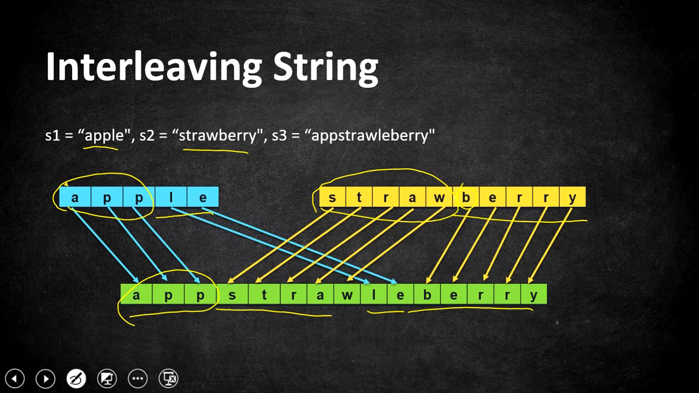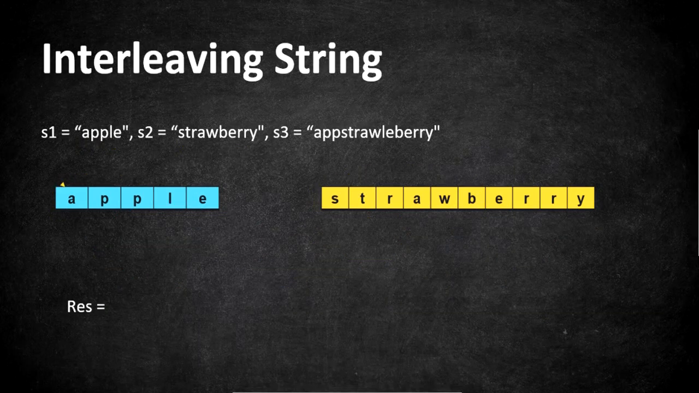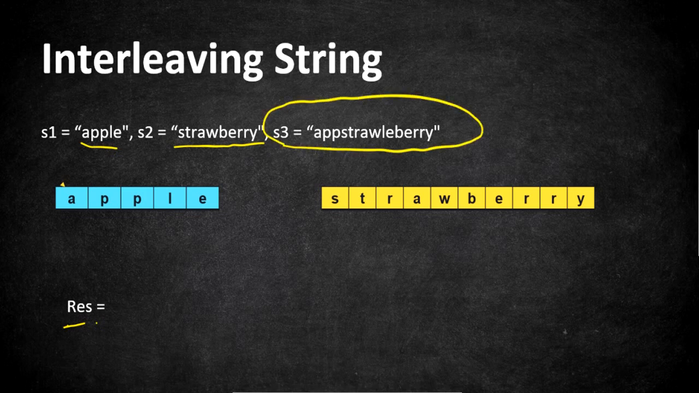So how are we going to approach this? Our brute force approach is going to be: we are going to have a result string where we construct all possible concatenations or interleavings of these two input strings, and if any of the combinations matches our S3, then we return true. So how are we going to do that? We are going to have a variable result, in which we construct the string by interleaving these two given strings.